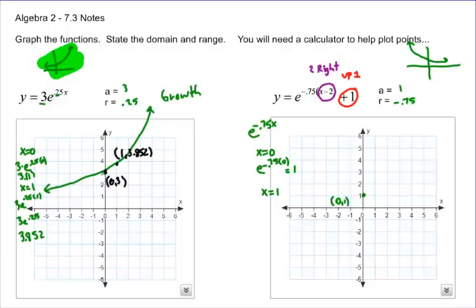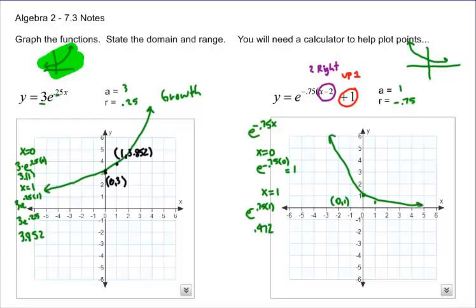And then when x is 1, again, you'll need your calculator. So I'll have e to the negative 0.75 times 1. So punch that into your calculator, and that's going to be 0.472. So at 1, I'm at 0.472. And so my graph for this guy is going to look something like this.